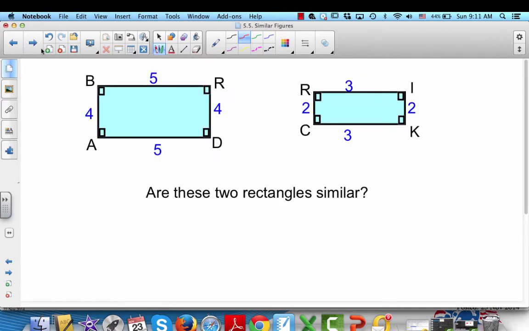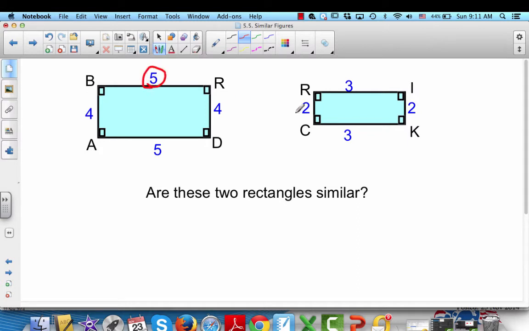Are these two rectangles similar? Remember, the corresponding angles have to be congruent or equal, okay? So let's check to see if that's true. Right angle, right angle, right angle, right angle, right angle, right angle, right angle, right angle. All the angles are equal. So that part of it is satisfied. Then the corresponding sides have to form equivalent ratios.